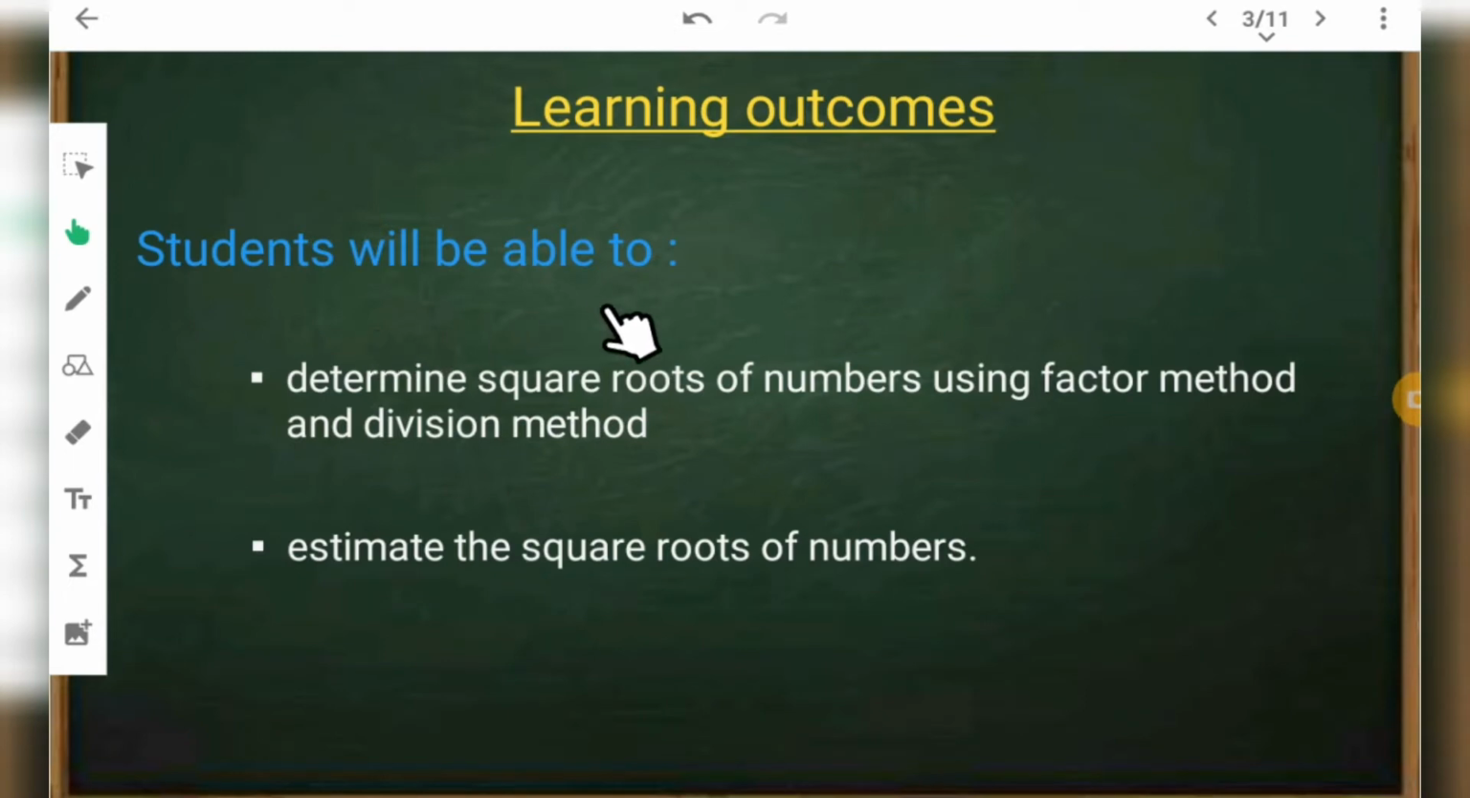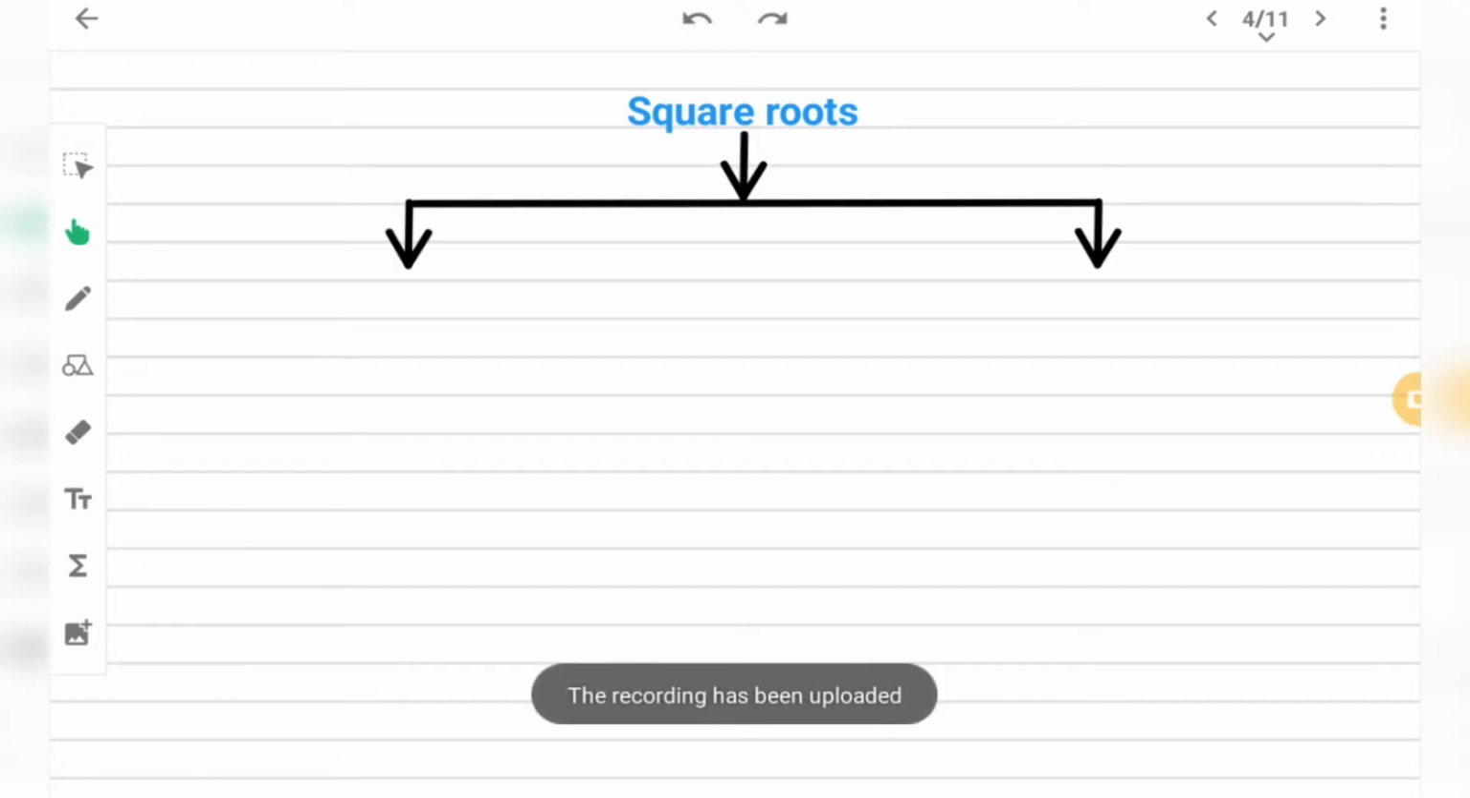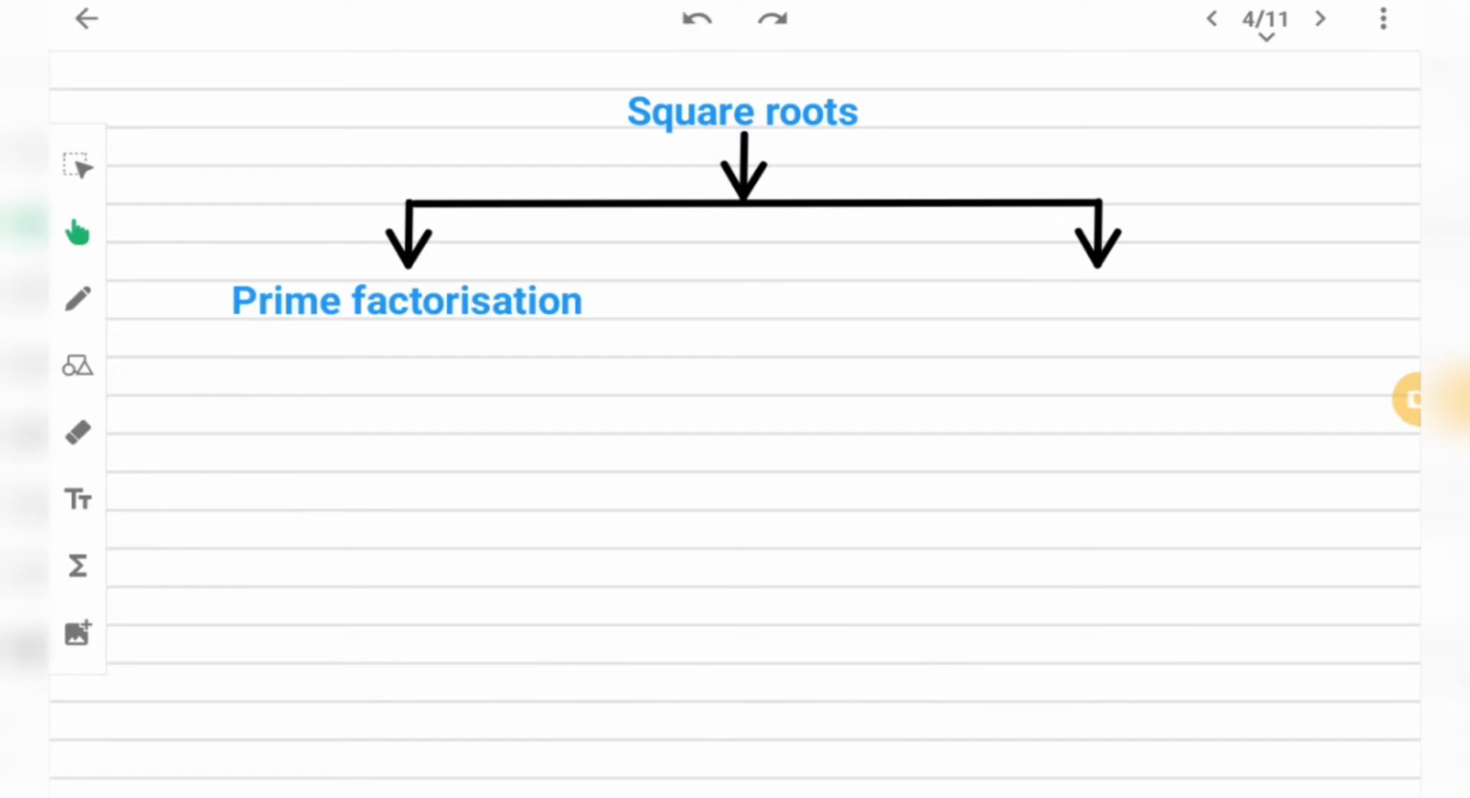Students, you will be able to determine square roots of a number using factor method and division method. Estimate the square roots of numbers. Yes, in this video we are going to see how to find the square root of a number. To find the square root of a number, here we are going to use two methods. One is prime factorization. Another one is long division.